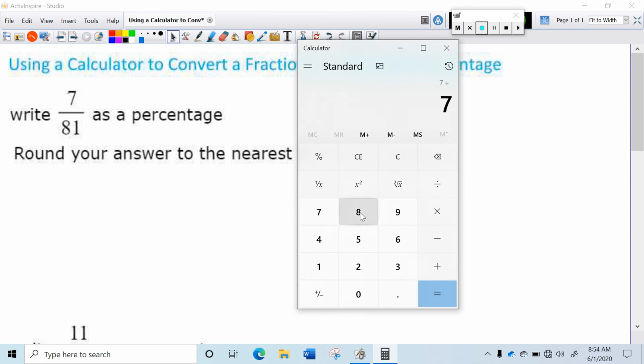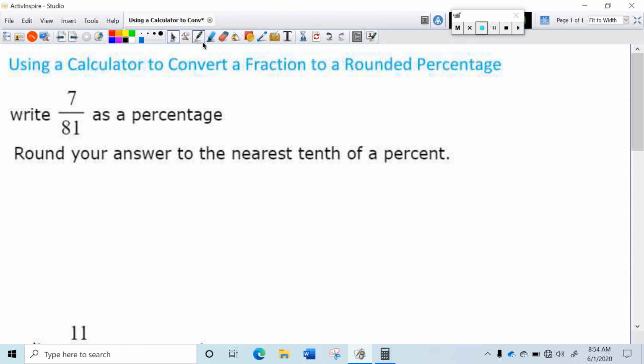7 divided by 81. Now this is what you get, and we want a percentage. So when you want a percentage, you take the first two numbers. Let me write down the first four numbers: 0.0864. Okay, you take the first two numbers after the decimal and write it down. Then you put a new decimal point after that.